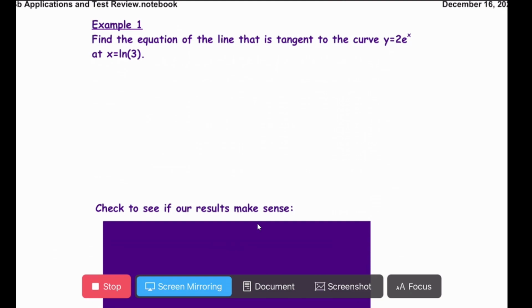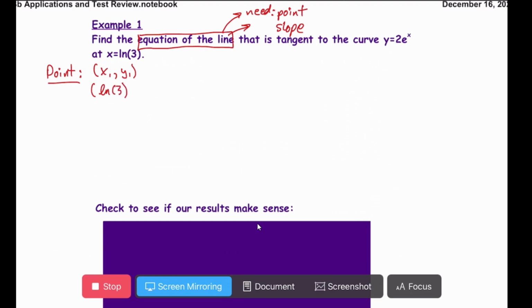So we're trying to find the equation of a line. And I know that when I want to find the equation of a line, I'm going to need a point, and I'm going to need slope. So let's think about how we're going to find these for this kind of function. Well, I'm told my value for x. Actually, let's work on my point first. So I'm going to need some x, some y value. Specifically, I'm given my value for x. It's ln 3.